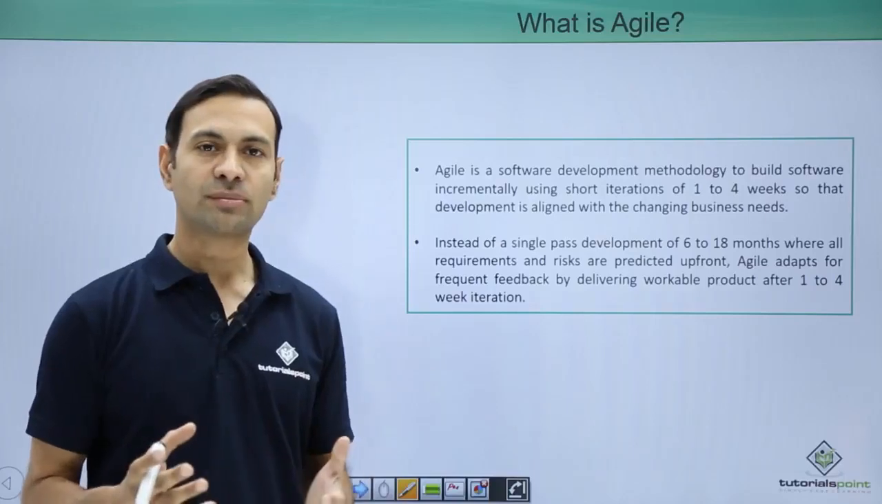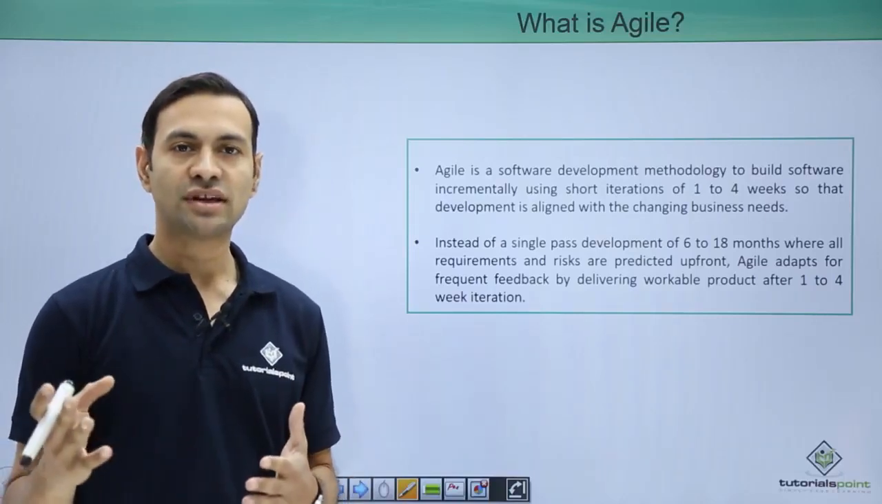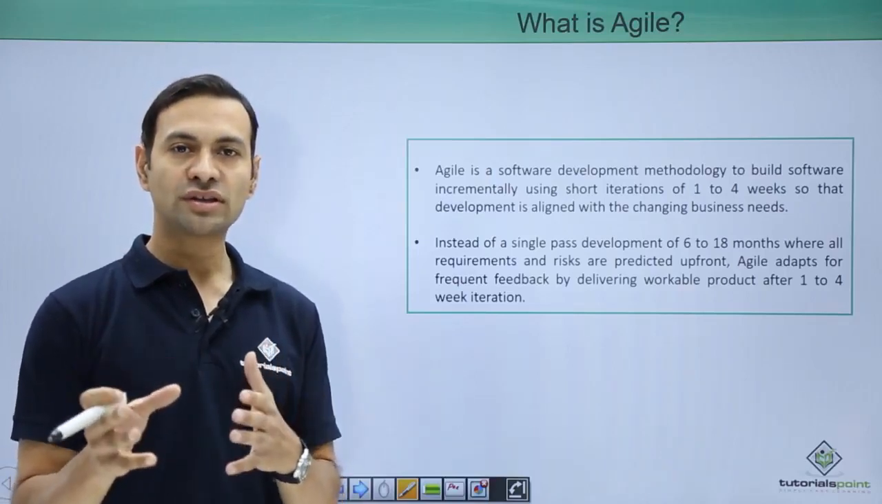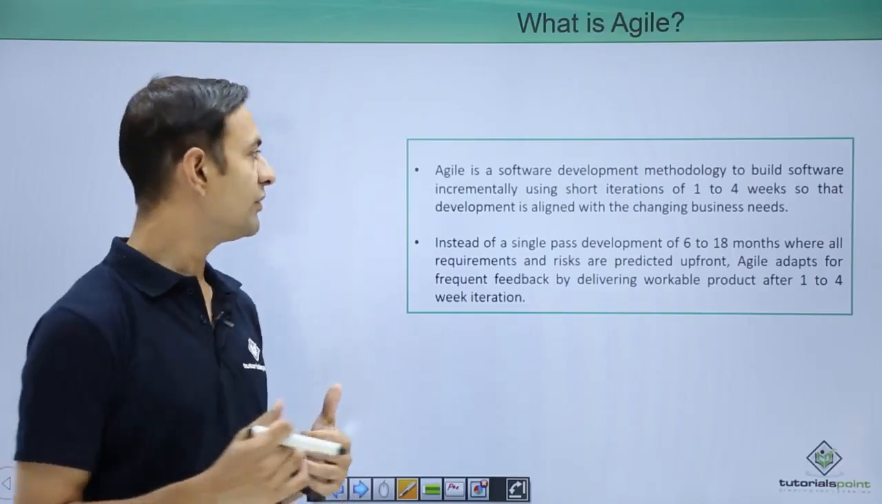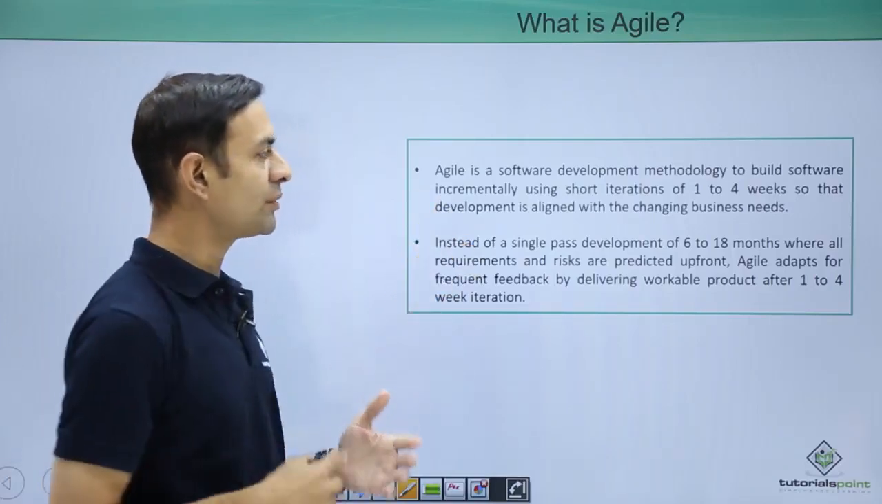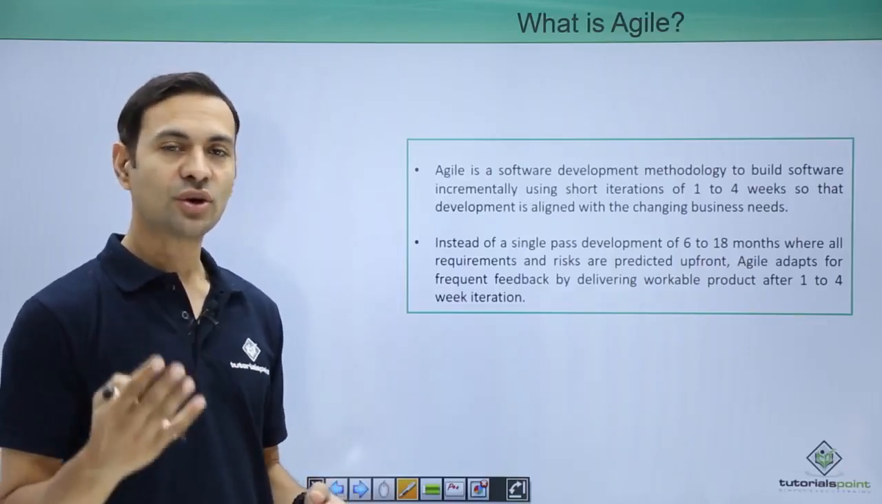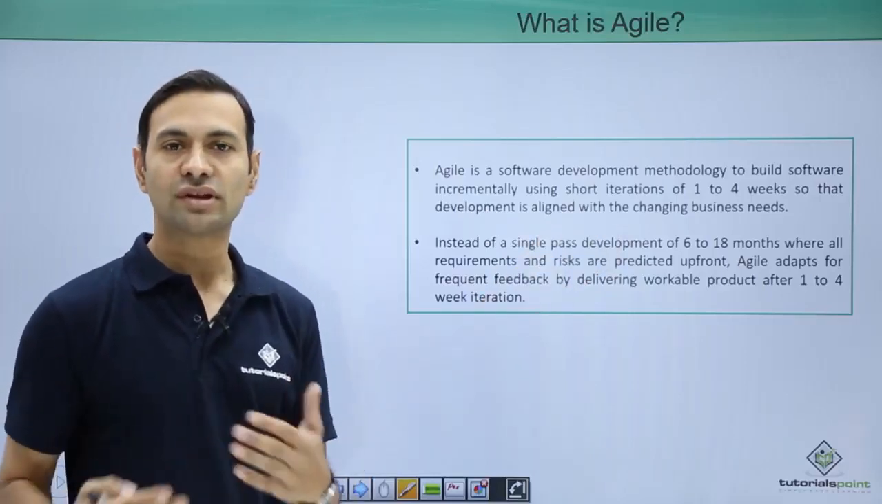Agile is a software development methodology which caters to business changes and business requirement changes. You need to incorporate those changes during the software development life cycle. So Agile basically works in that way. Agile is a software development methodology to build software incrementally using short iterations of 1 to 4 weeks, so that your development is aligned with the changing business needs.